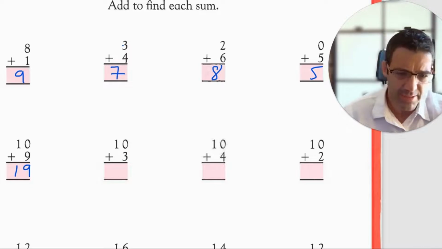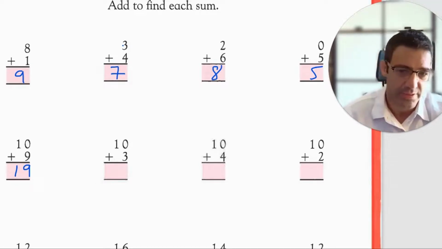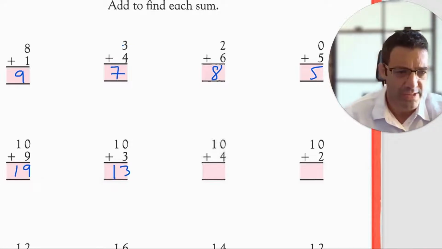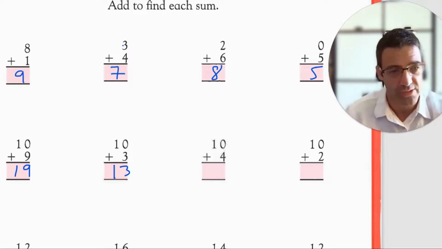I'll give you a little bit of time on the next one. 10 plus 3, try it out. 10 plus 3. Okay, so I start with my 1s here. 3 plus 0 is 3. And then my 10s, 1 plus 0 is 1. So that's 13. And you can always count on. You can go 10, 11, 12, 13. So you can use both techniques, whatever works for you.